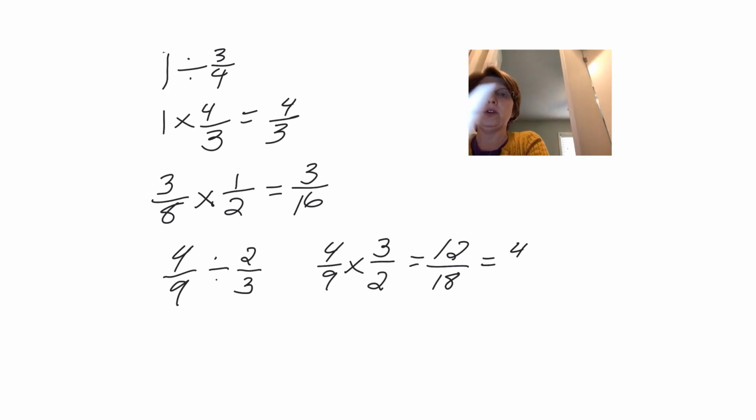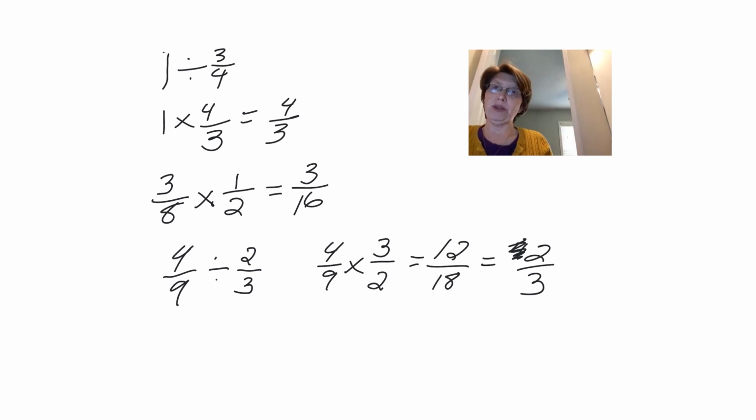They both, oh, it's not wanting to erase. Oh, well. Okay, let's get rid of that. They both can be divided by 6, which would be 2/3. Okay, that's what you're going to do all the way through. Flip the right, multiply. Flip the right, multiply.